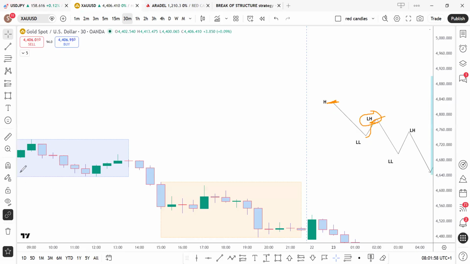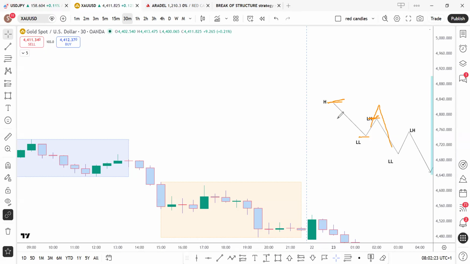The interesting thing is that we won't know where this lower high is going to form. For all we know, it can come all the way to the tip of this one here. It won't go above it and then come back down. We never know where this lower high will be, but we know it will be somewhere between this lower low and this high.